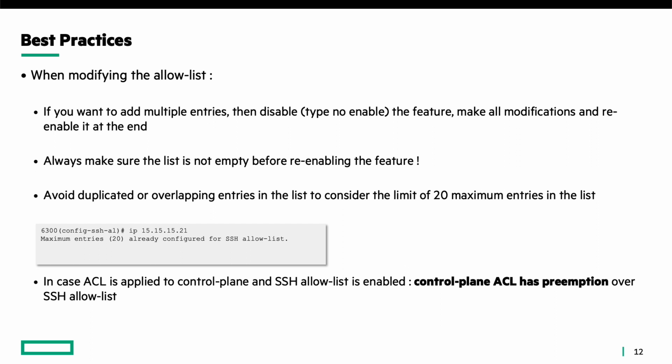The rule is that the control plane access list has preemption. So in this case, if it is denied in the control plane access control list, this SSH connection will be denied even if it's allowed in the SSH server allow list. So make sure that if you are using the SSH server allow list as well, you don't control TCP port 22, so the SSH traffic to the switch, from the control plane access list.